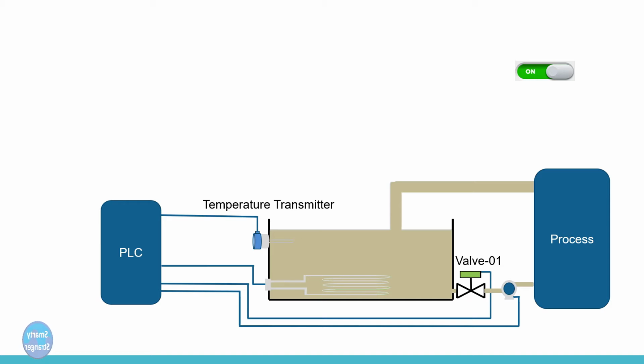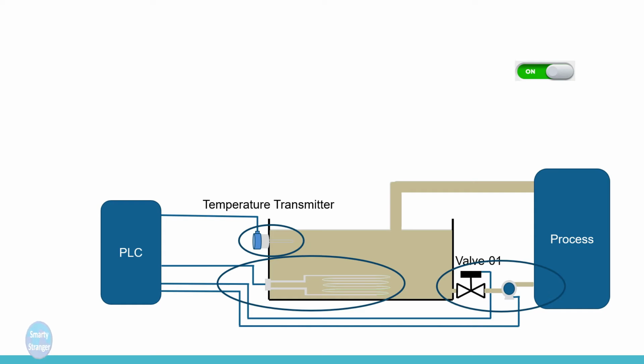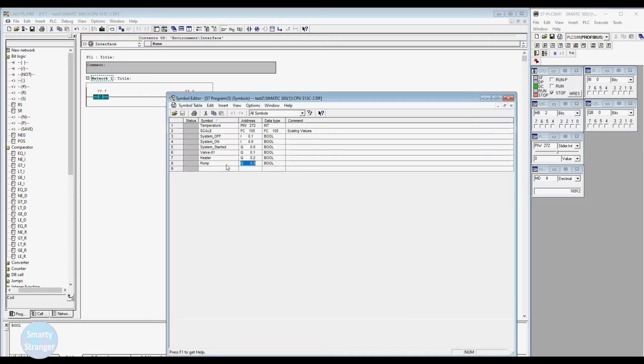In this example we require an analog input of the temperature transmitter to measure the temperature of the oil, a digital output for operating the heater, and a digital output for operating the valve. Let's make a program in the PLC. First of all we will give a name and address to each used input and output. We can check the address in the hardware configuration.